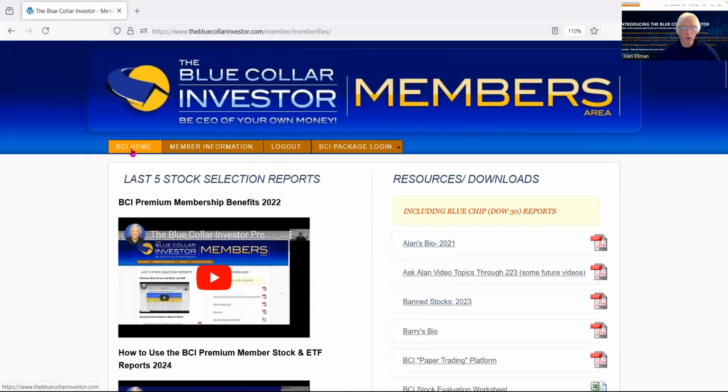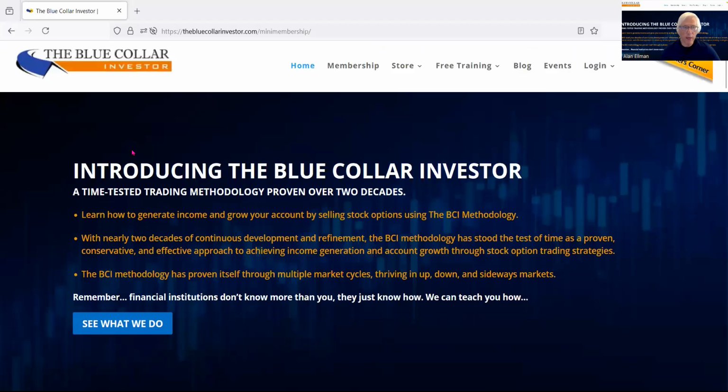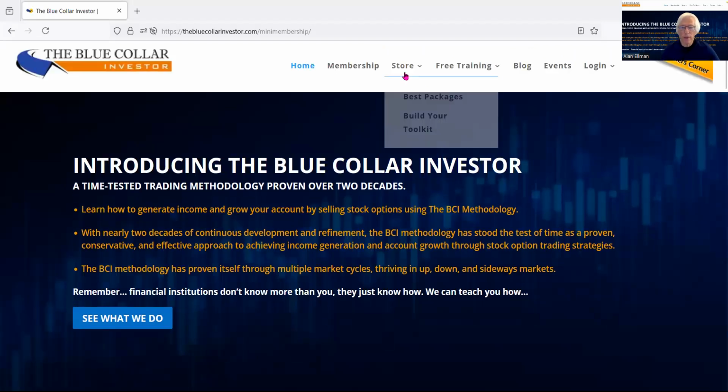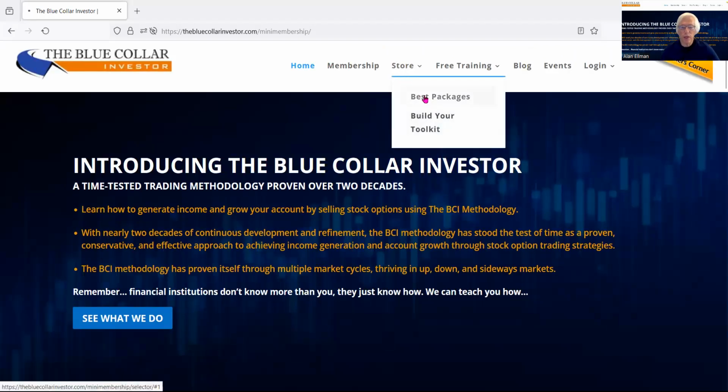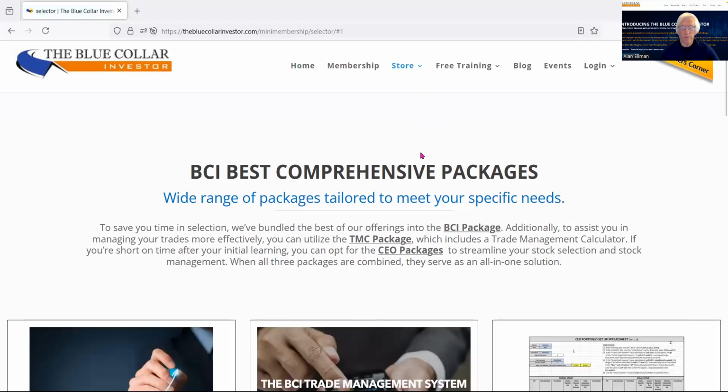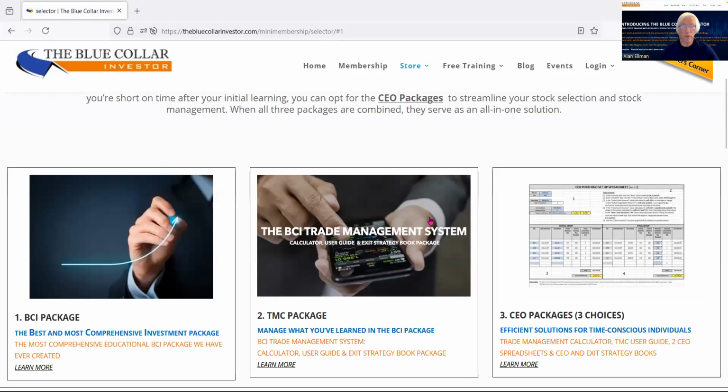Now let's go back to the home page. And you recall when it came to spreadsheets, I highlighted that our main spreadsheet is the trade management calculator, which is a must for everybody using these strategies. And so we're going to be using that at the end after we execute our trades, and we can have a look at our returns, our initial returns.